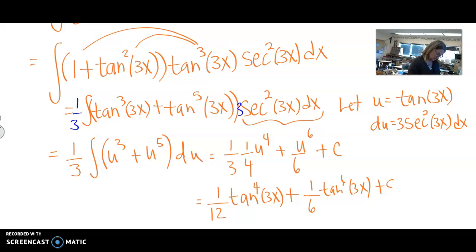Just a second, I made a mistake. We need to distribute the 1/3 here to the sixth. So this becomes, instead of over 6, it becomes over 18. All right, that is that.